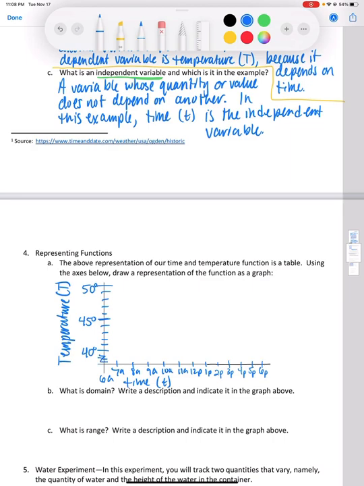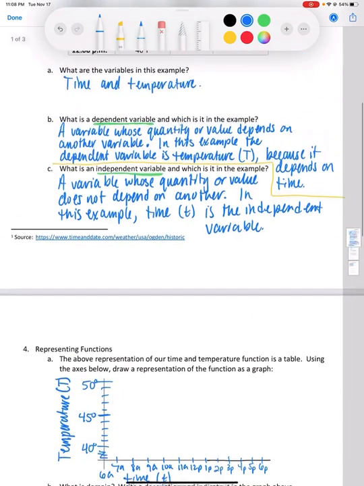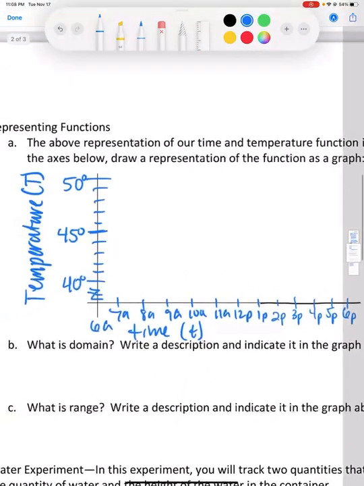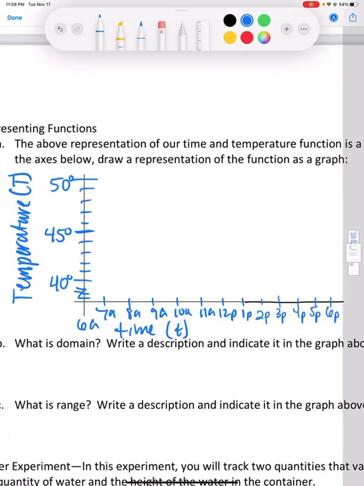All right, now we can go ahead and plot our points. For every point, we have 6 a.m., 41 degrees, 7 a.m., 40 degrees. I'm going to go ahead and use another copy of the graph and plot the points. Right here, I'm going to zoom in so we get a good picture of plotting our points. So 6 a.m., 41 degrees. Start here at 41, put a dot. 7 a.m., 40 degrees, so it goes down a little bit. 8 a.m., 41 degrees, goes back up to 41.